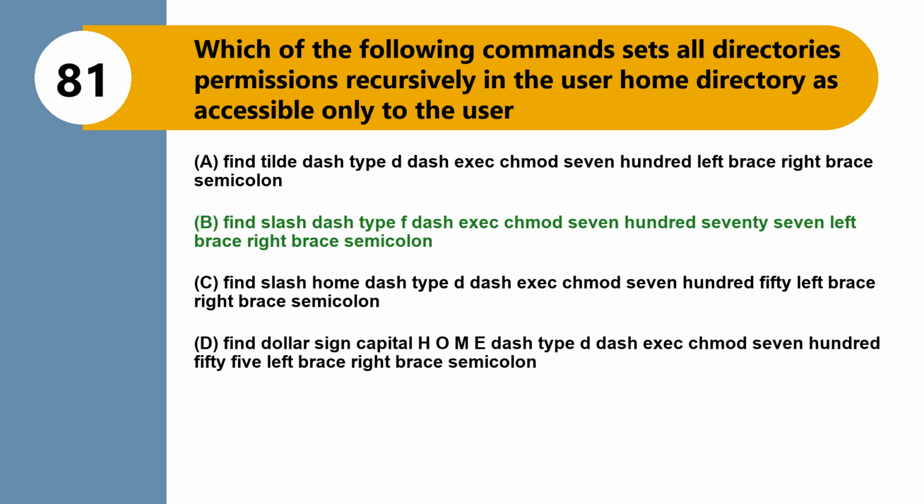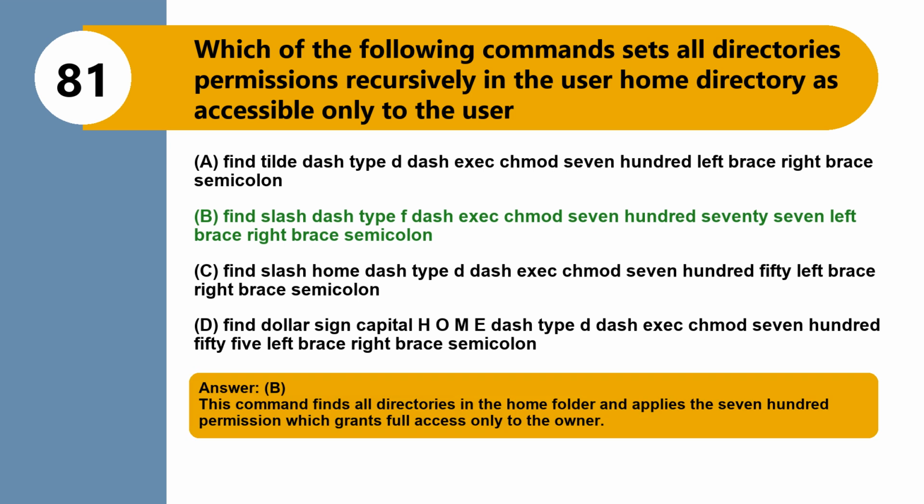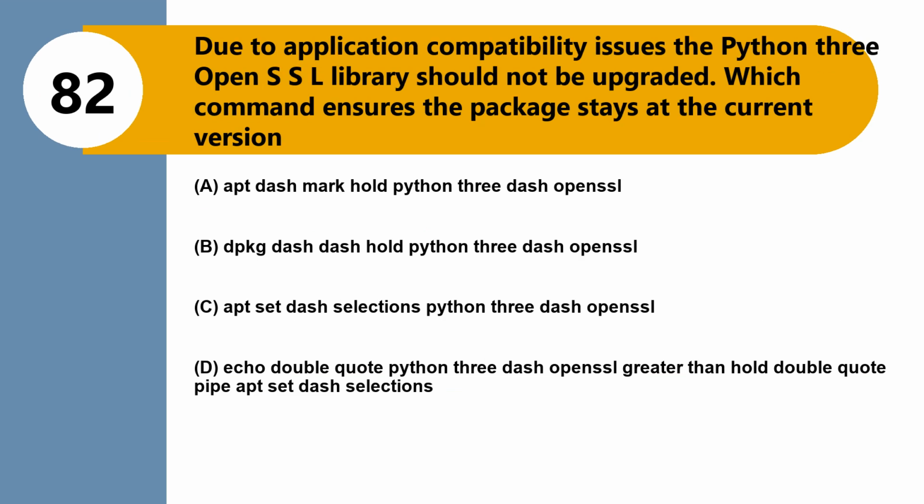The correct answer is option B. find / -type f -exec chmod 777 {} \;. This command finds all directories in the home folder and applies the 700 permission, which grants full access only to the owner.